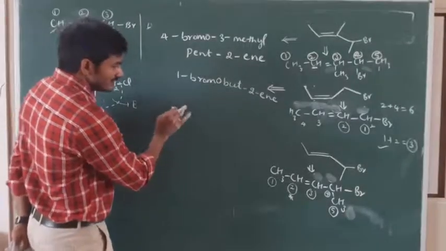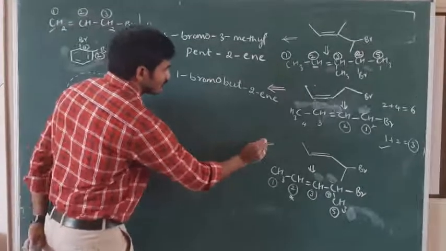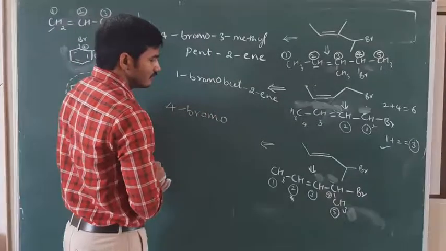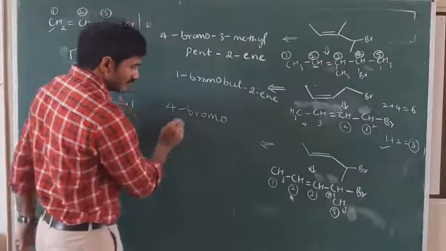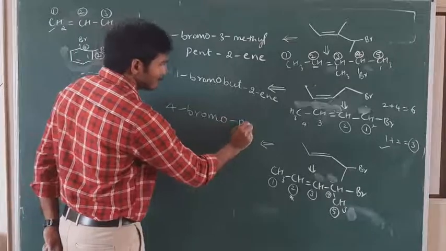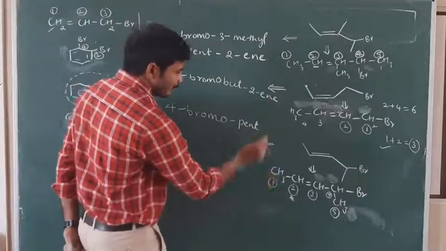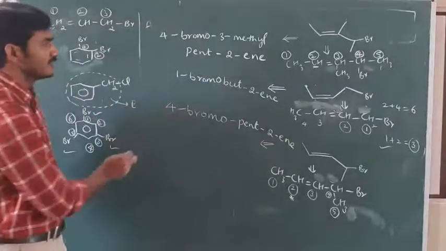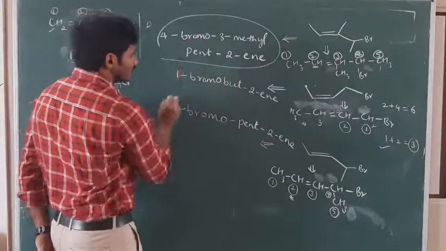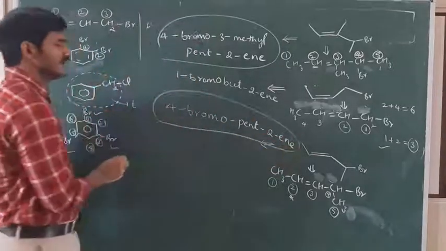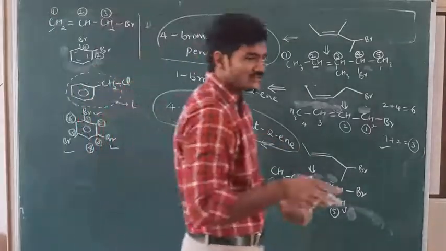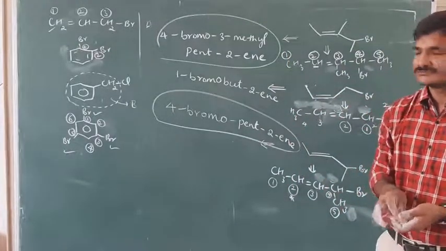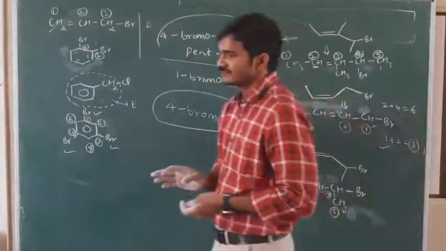In whichever direction we get the lowest numbering for the double bond carbon, that we have to choose. So the name we write here is 4-bromo. Total 5 carbons are there, pent, and the double bond is at the second position, 2-ene. 4-bromopent-2-ene. Understood? So whenever double bonds and halogen are present together, we have to be careful while doing the IUPAC nomenclature. So that's our IUPAC nomenclature.